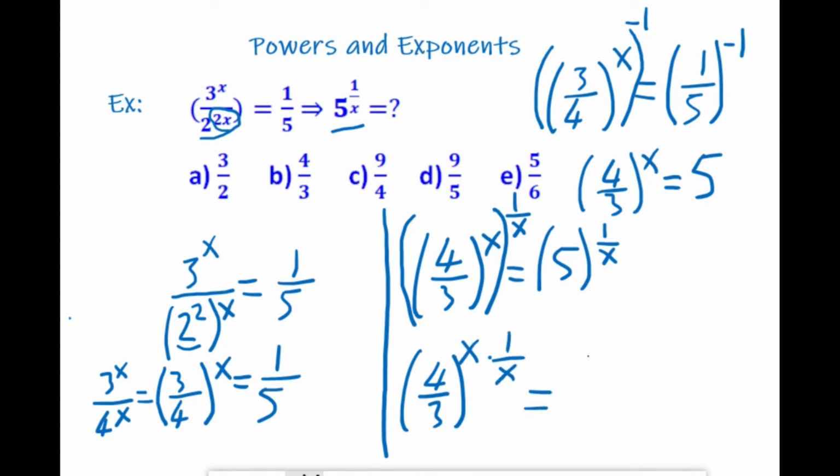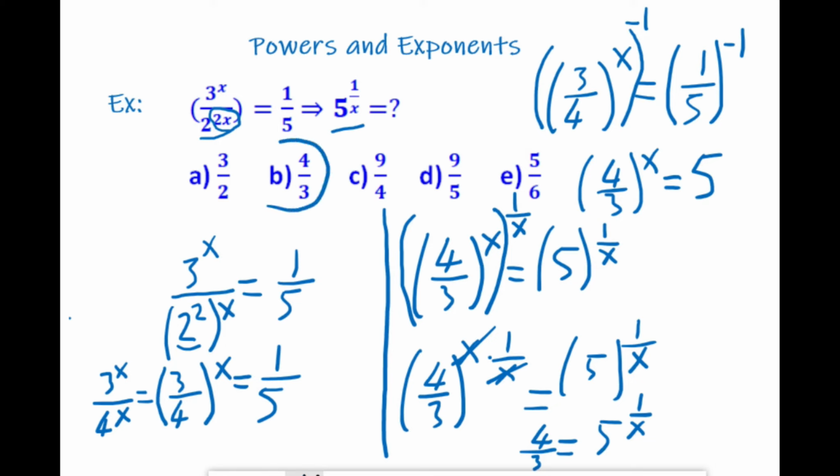This is going to be equal to 5 to the power of 1 divided by x, which is what we are asked to find. So these are gone on the left. That means we have 4 divided by 3 left over as an answer, which is equal to 5 to the power of 1 divided by x. So we got the answer as B, guys. And let's continue with the next question.